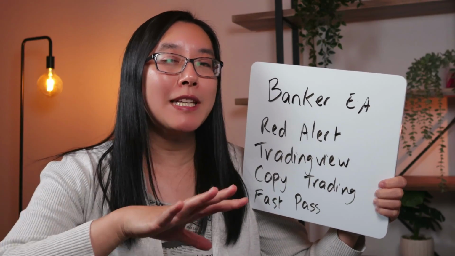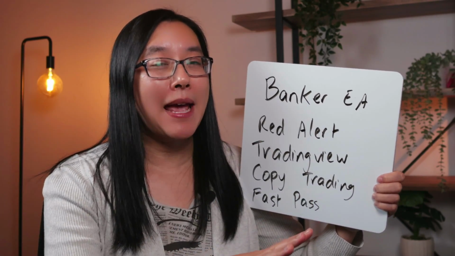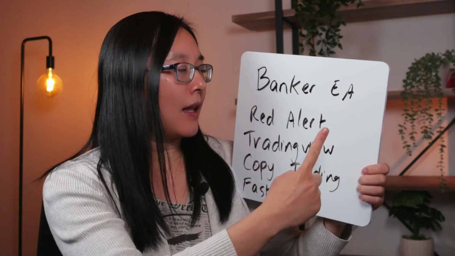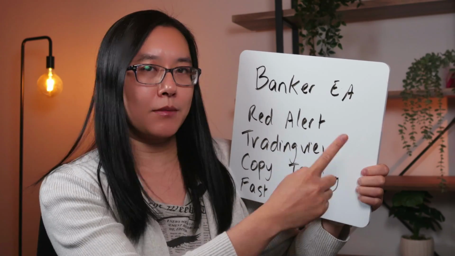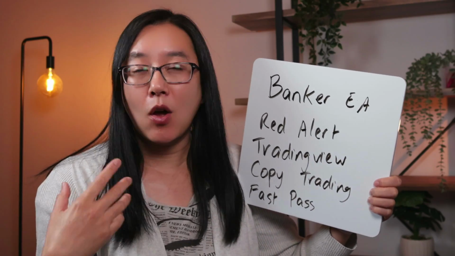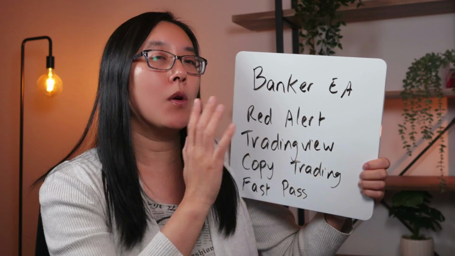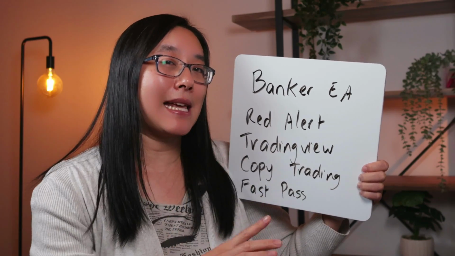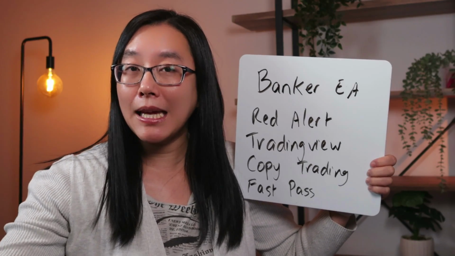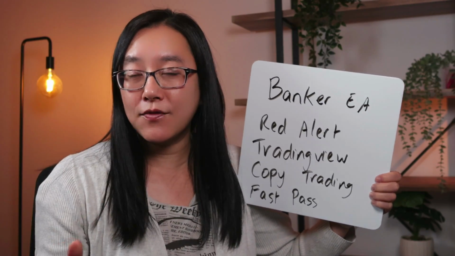I want to be fully transparent and say that this is not a complete review of the Power system because there is actually a lot in there. There's Banker EA, there's Red Alert, there's some TradingView thing, there's copy trading, there's Fast Pass, and a whole bunch of stuff about prop firms, and I'm not going to be covering all of that. All I'm going to be using is Banker EA. So just understand that this is not a complete review in any way. This is just my own experience so far over the past few weeks.